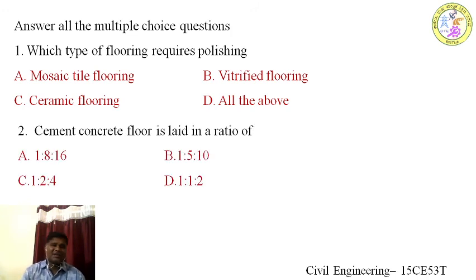The cement concrete flooring is laid in the ratio of A 1:8:16, B 1:5:10, C 1:2:4, or D 1:1:2. Yes, the right answer is answer C, 1:2:4. That is 1 part of cement, 2 parts of fine aggregate, and 4 parts of coarse aggregate.